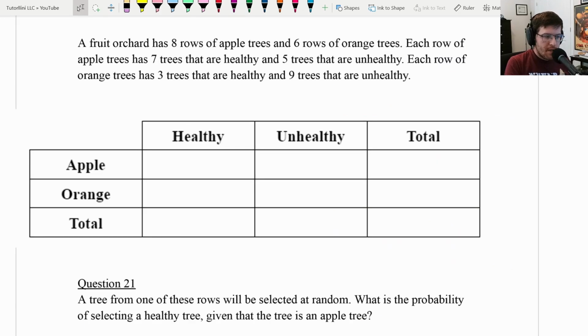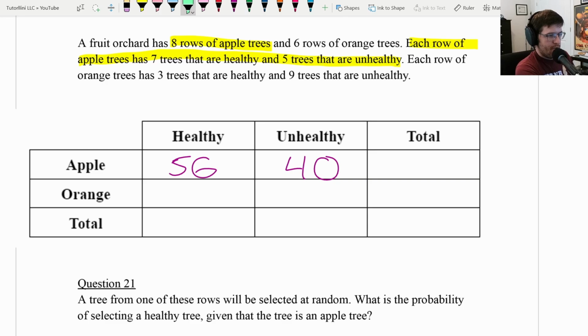Okay, question 21. This is one of those ones where we have to make our own two-way table. So why don't we just do that before answering the next two questions? So it says we've got 8 rows of apple trees, and each row of apple trees has 7 trees that are healthy, 5 that are unhealthy. Okay, 8 times 7 is 56. And 8 times 5 unhealthy is 40. So those go there.